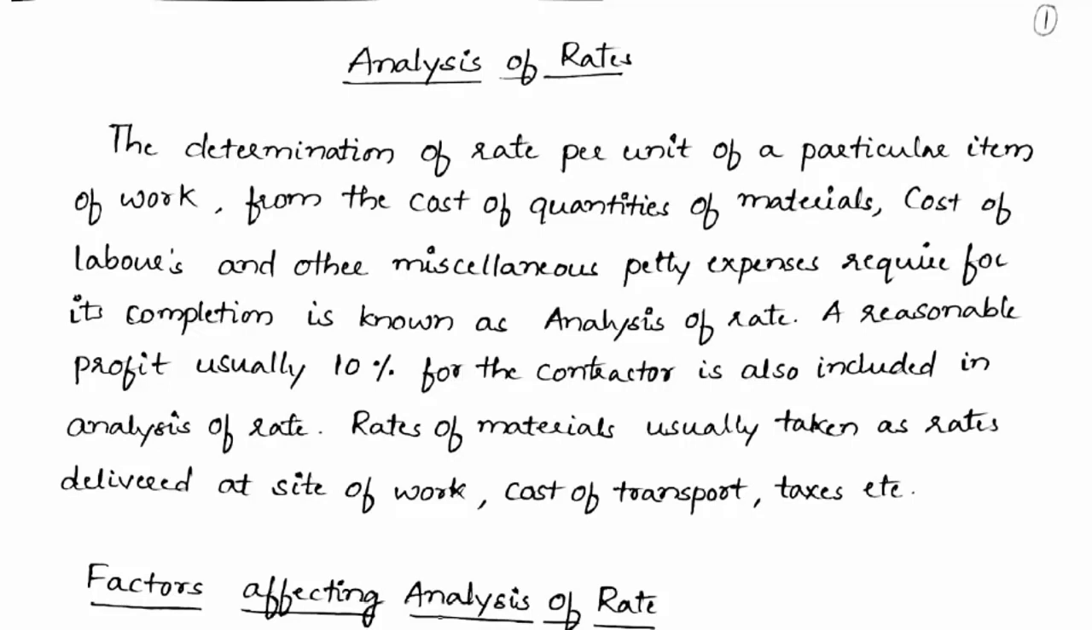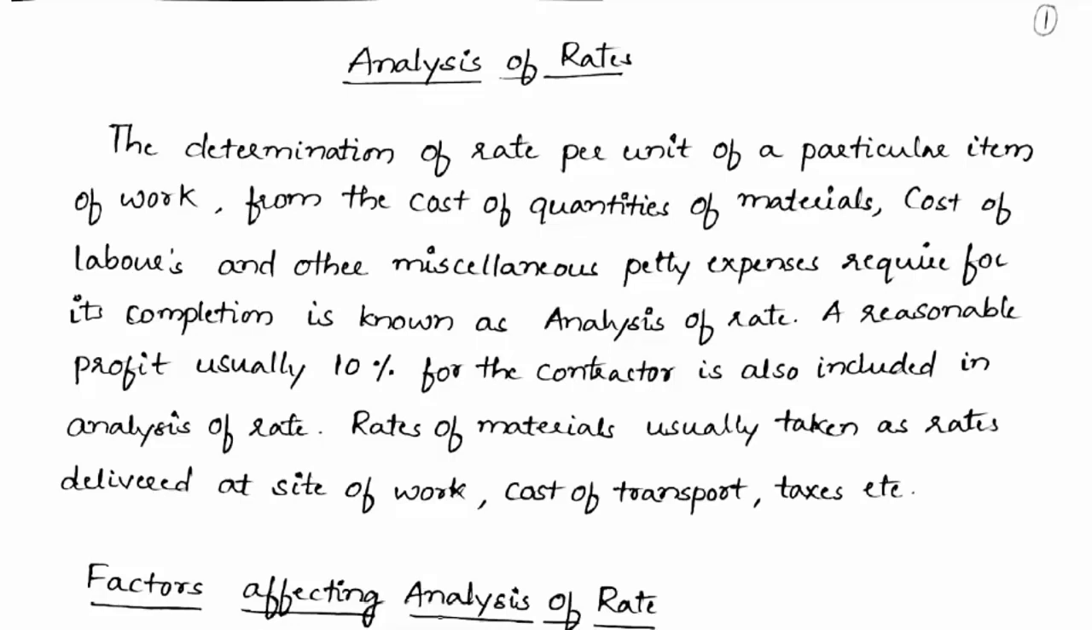Then it is divided into two heads, material and labor. We calculate material rates separately. Next, you should know what different types of labor are required, like how many skilled and how many unskilled laborers. So we calculate the labor rate. Then there are certain petty items, extra items. Sometimes tools and plants or machineries are required. For that, we add a lump sum amount.